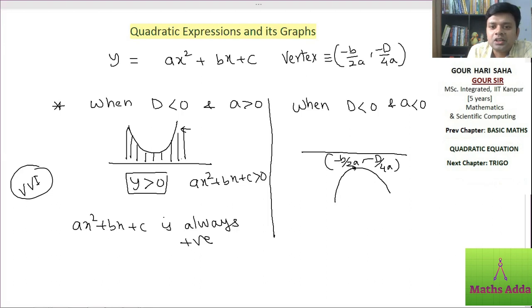So what do we see? The graph is always below the x-axis, means always negative. Here I can say y is less than 0, or ax square plus bx plus c is always negative, right?